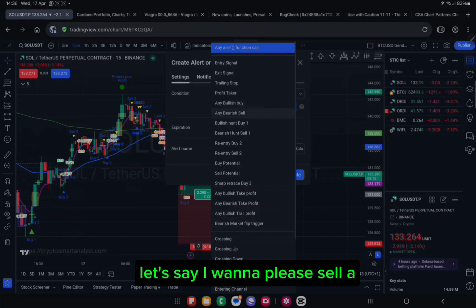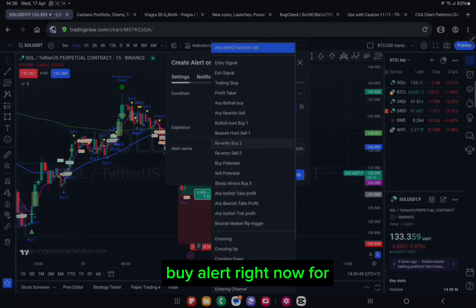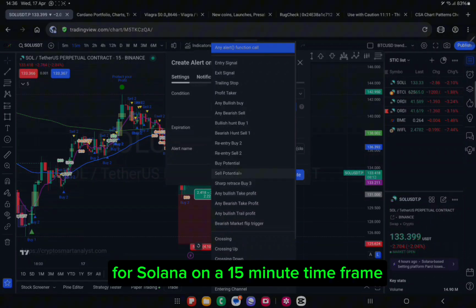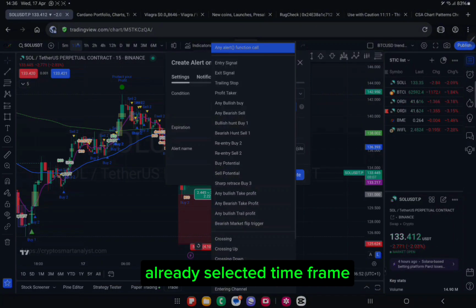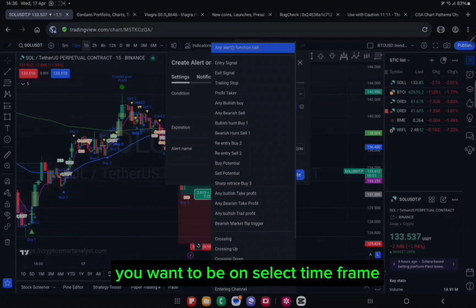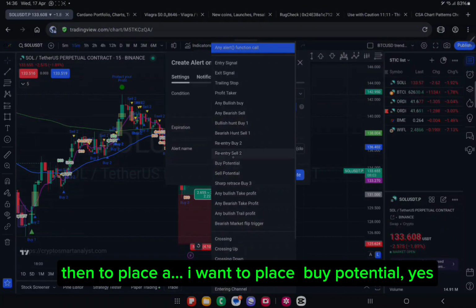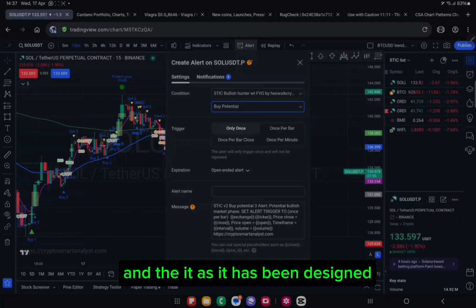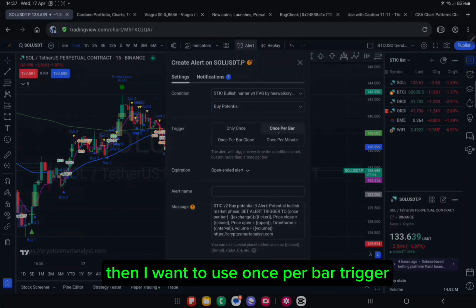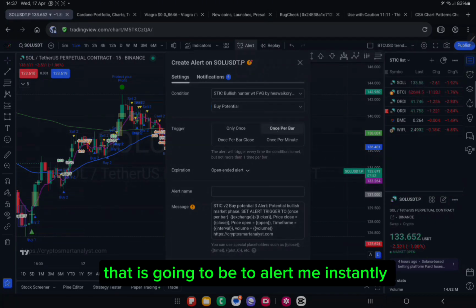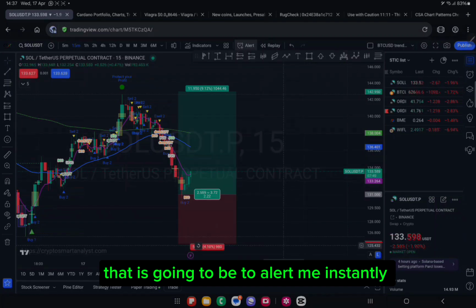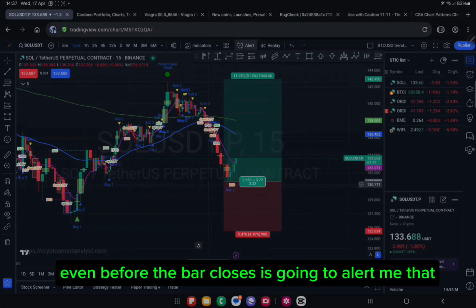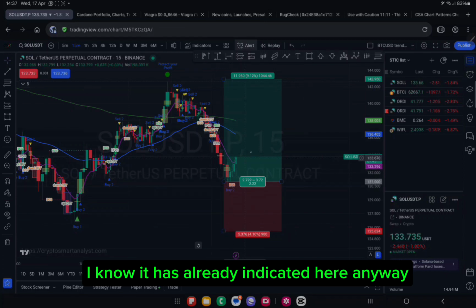Let's say I want to place a buy alert right now for Solana on the 15 minutes time frame. So you need to ensure that you already selected the time frame you want to be on. Select the time frame, then I want to place a buy potential. Yes, we place a buy potential for Solana, and as it has been designed, I want to use once per bar. That is, it's going to alert me instantly, even before the bar closes. It's going to alert me that there's a buy potential, though it has already indicated it here anyway.